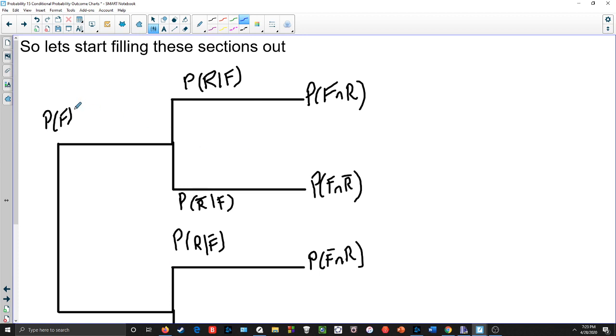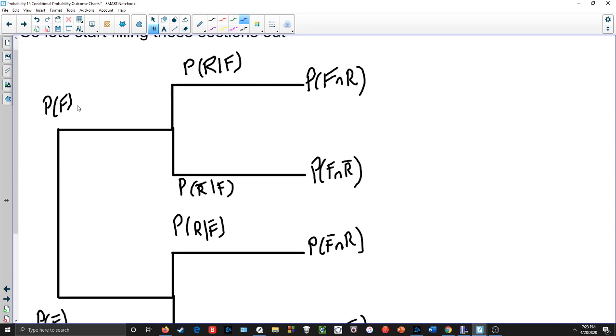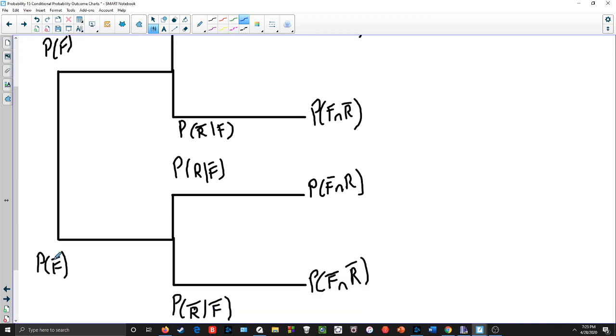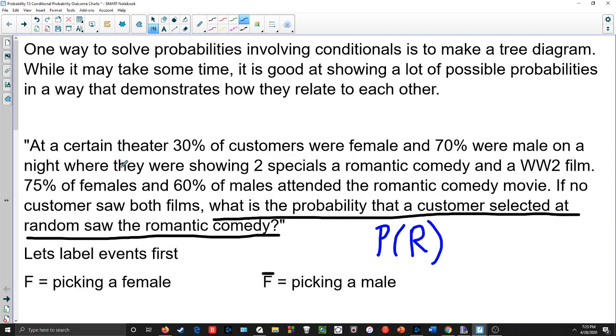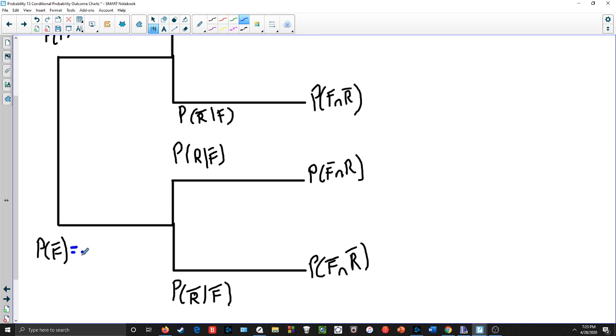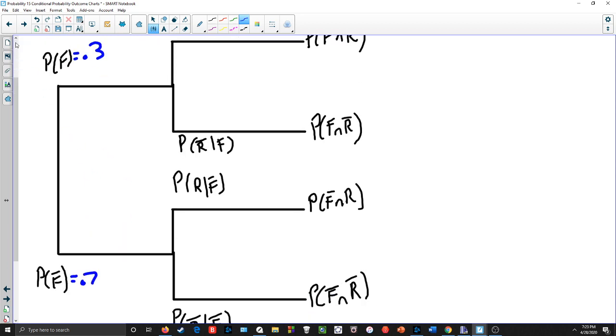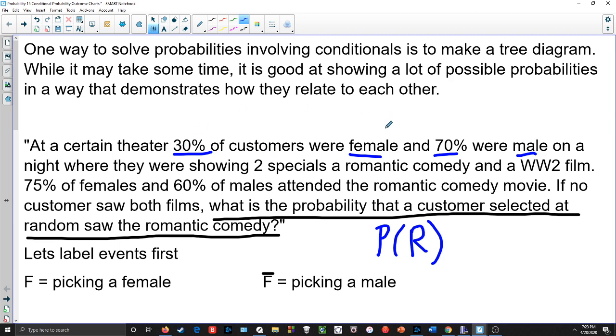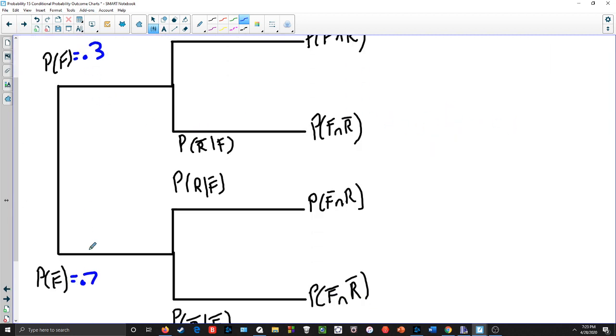So let's start by breaking these down here. We have female and male. Again, this F bar here means not female, which in this case means male. And we know from the problem, if I scoot back here a bit, that 30% were female and 70% were male. So this right here is 0.3, and 70% were male, so 0.7. Let me show you I got that right. 30% female, 70% male, right? So we know those probabilities.